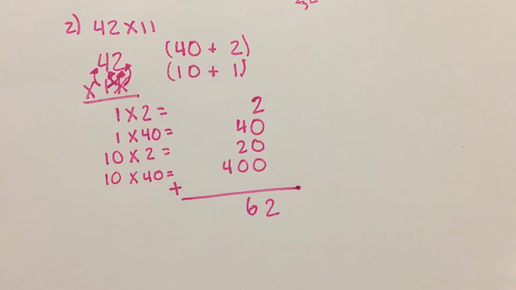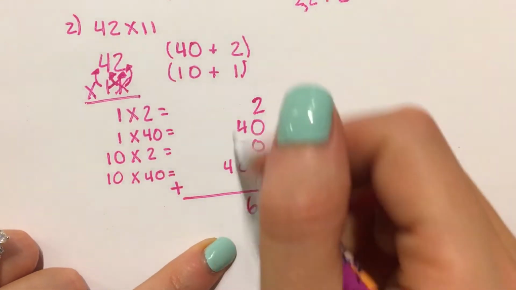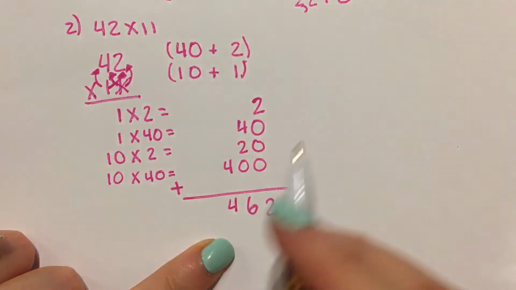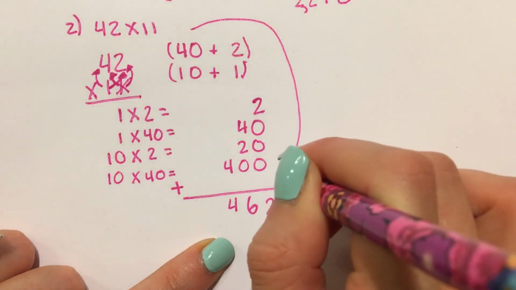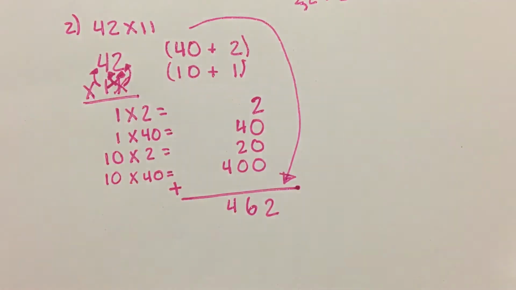Oops, sorry about that. So 4 plus 2 gives me 6, and 4 plus 0 gives me 4, meaning that my product of 42 times 11 is 462.